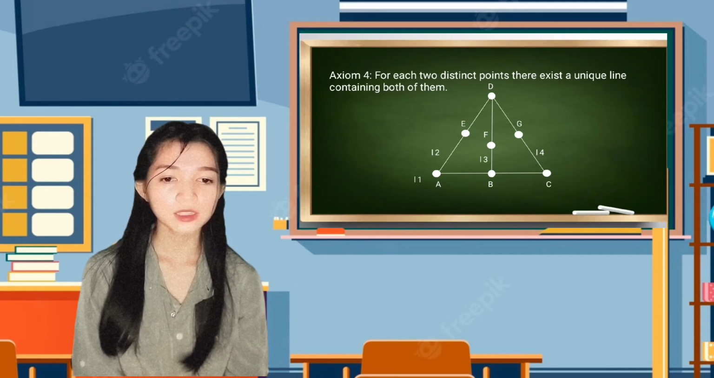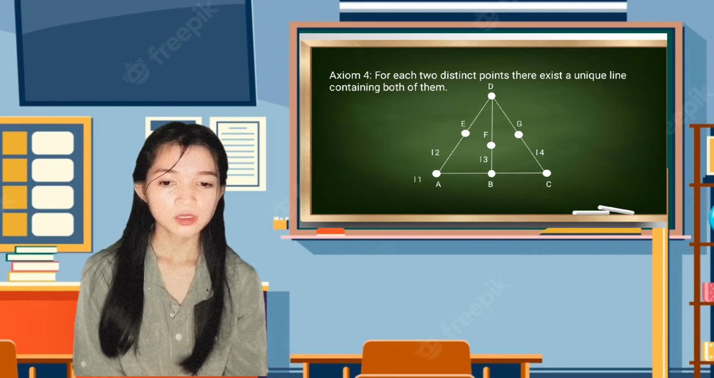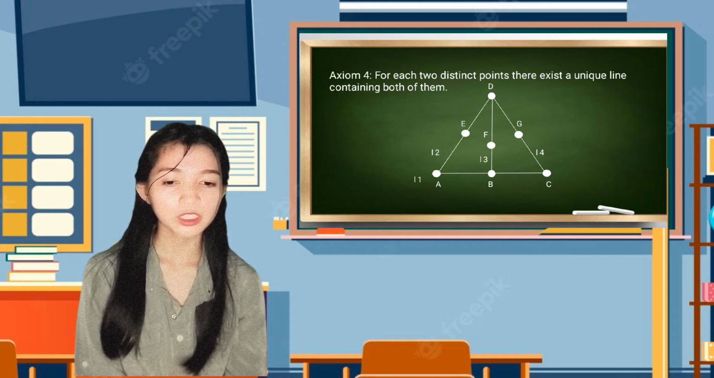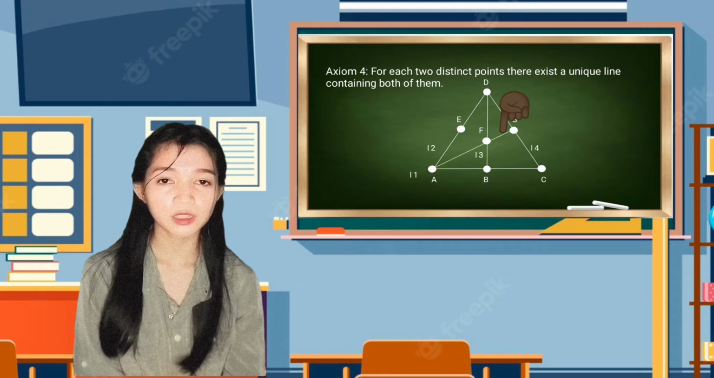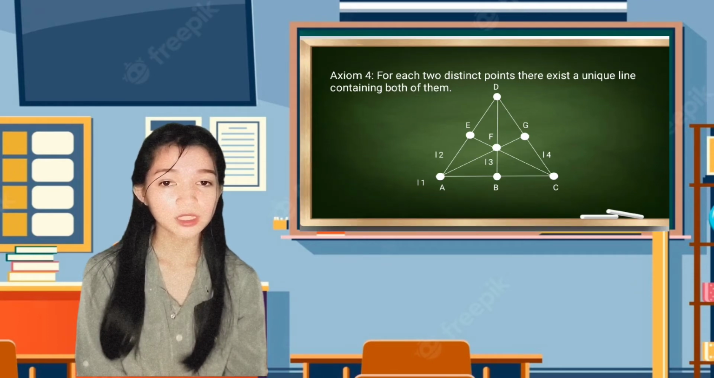For each two distinct points, there exists a unique line containing both of them. As you can see, there are points that are not yet connected. So what we will do is connect them to create another line. We connect points G, F, and A, and another line, points E, F, and C. We created two more lines, which are line 5 and line 6.